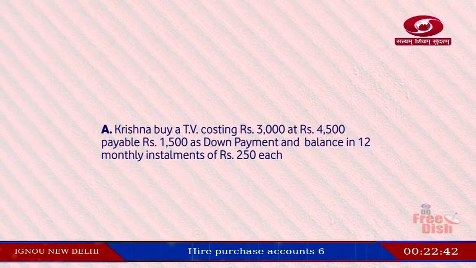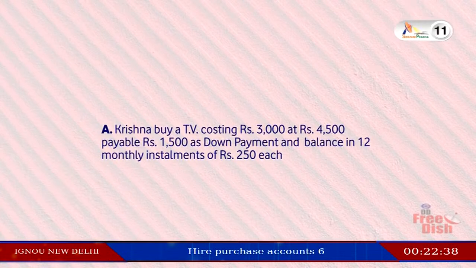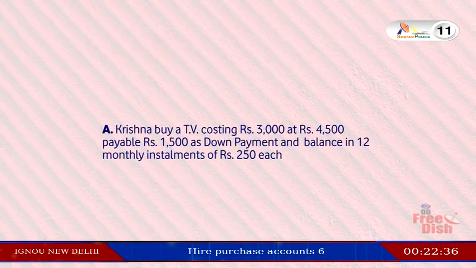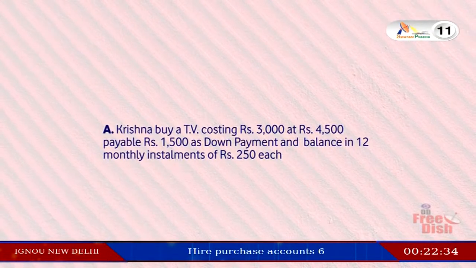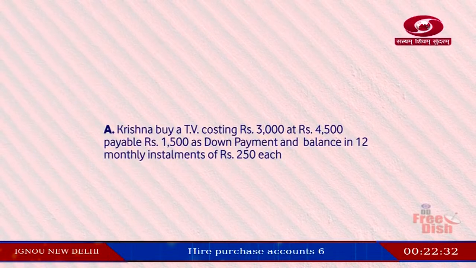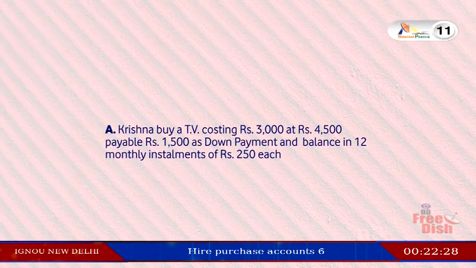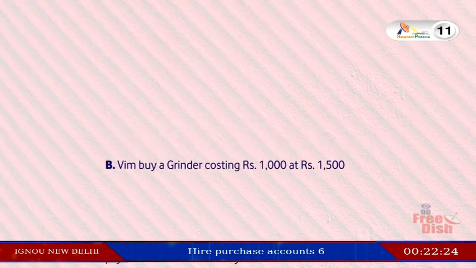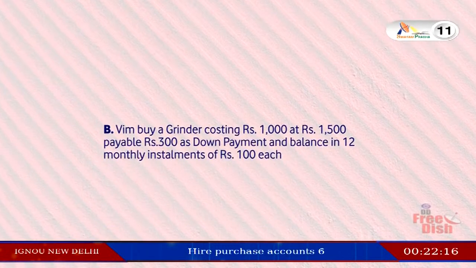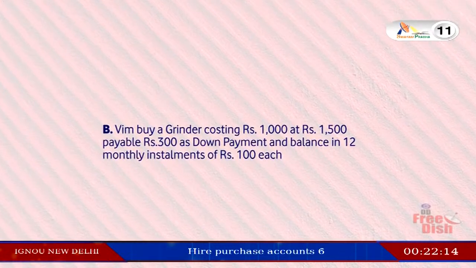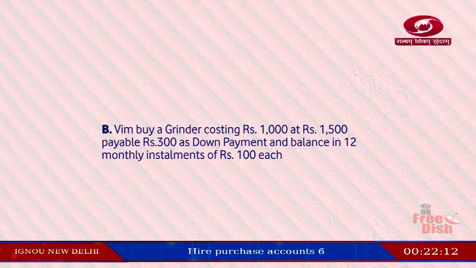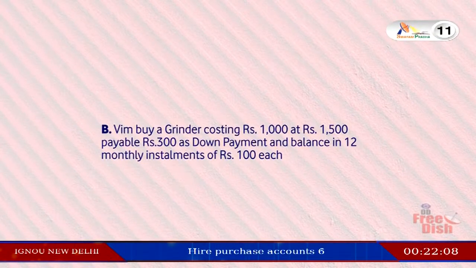Payable 1,500 as down payment, and the remaining balance in 12 monthly installments of 250. So 12 multiplied by 250 is 3,000, and 1,500 was the down payment. That way the hire purchase price is 4,500. Vim bought a grinder which was of rupees 1,000, but he bought it against 1,500. It means the hire purchase price is 1,500.